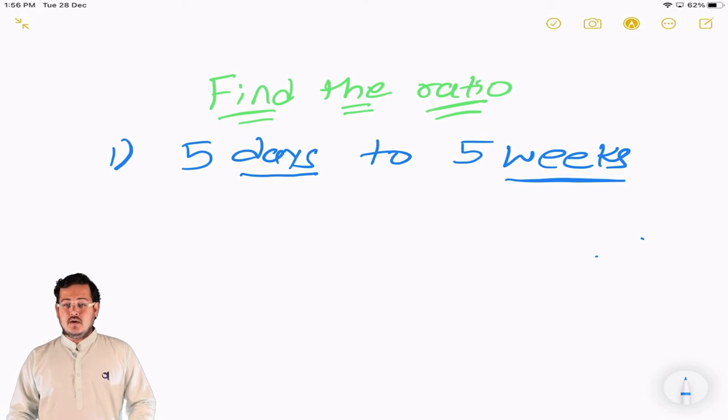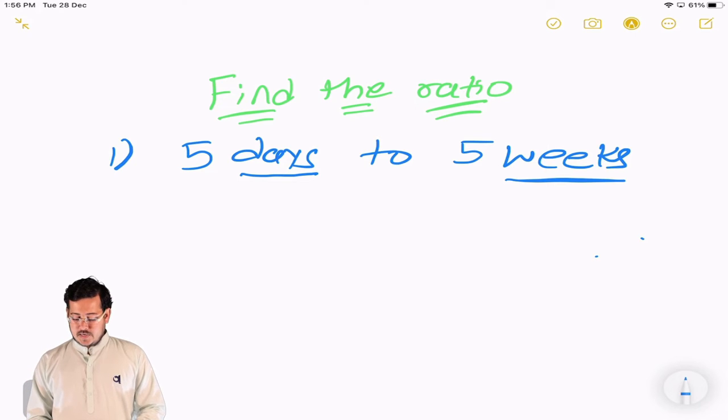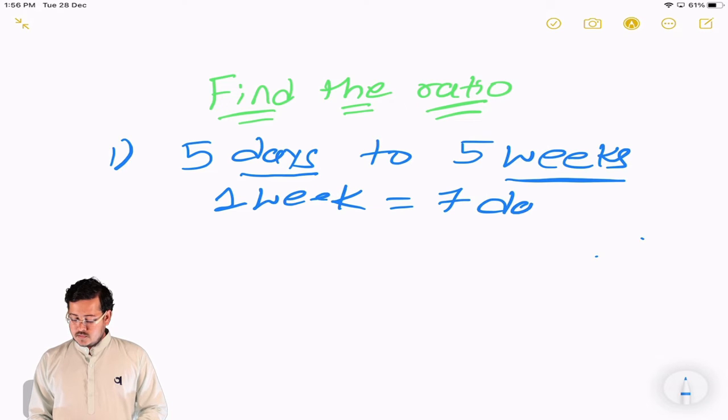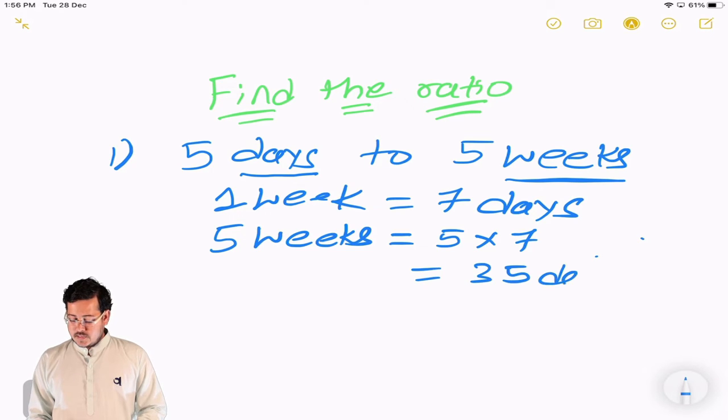As we can see here, week is bigger than days. So what we will do, we will convert this 5 weeks into the days. So let's start converting it. 1 week is equal to 7 days. So 5 weeks is equal to 5 multiplied by 7, so it's equal to 35 days.